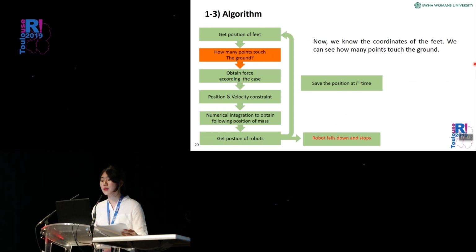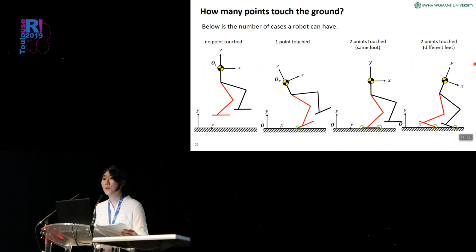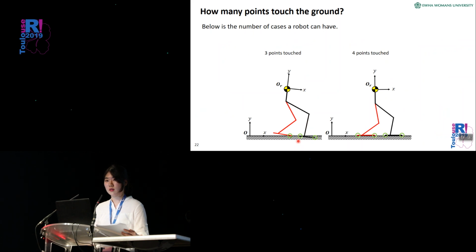We can see how many points touch the ground. Below is number of cases the robot can have. In first case, no point touch the ground. And in this case, only 1 point touch the ground. And in this case, 2 points touch the ground, and they are same foot. And in this case, 2 points touch the ground, and they are different feet. And 3 points touch the ground, and in this case, 4 points touch the ground.